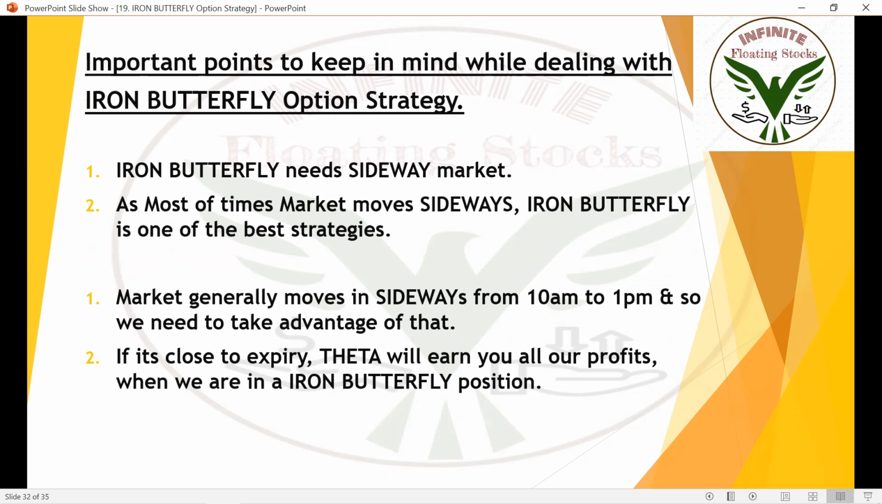You can implement it every day, and keep a journal. Write down all your results every day, and you'll gain more confidence. The market generally moves sideways from 10 to 1, so we need to take advantage of that. Implement the strategy at 10 a.m. and exit around 1 or 1:15 p.m. If it is close to expiry, that means on Wednesday and Thursday, theta will earn you all your profits when we are in the iron butterfly option strategy.